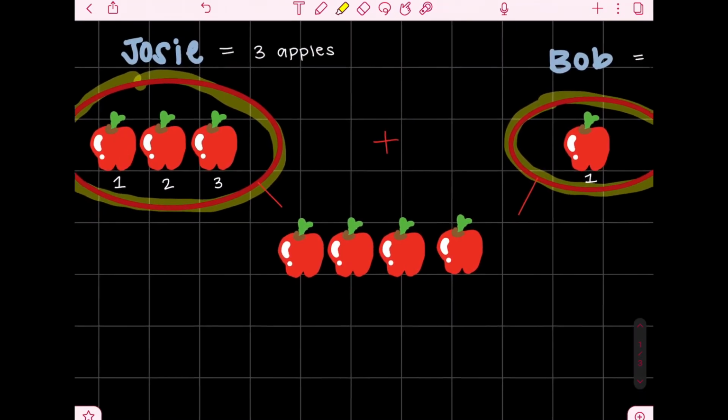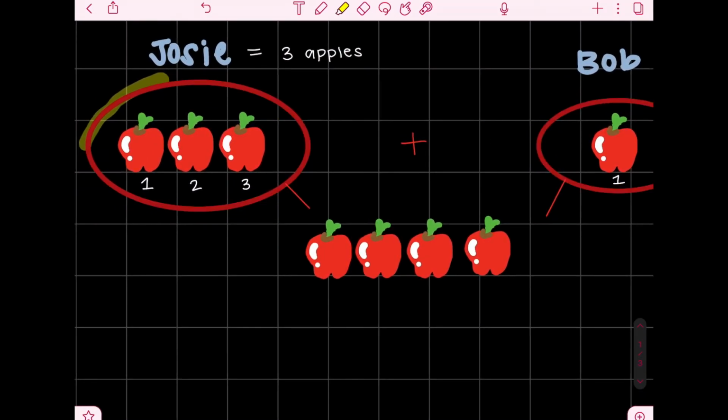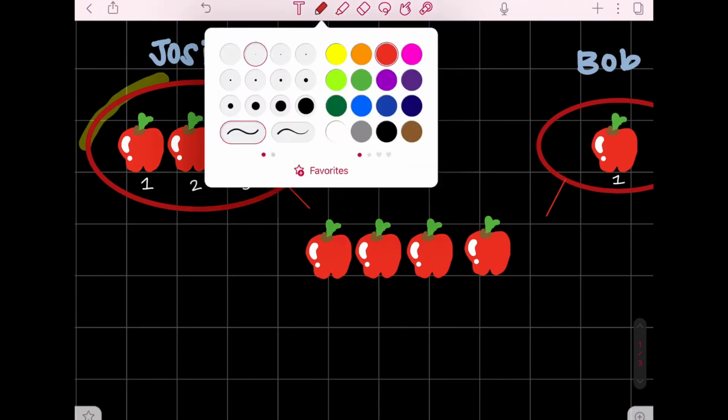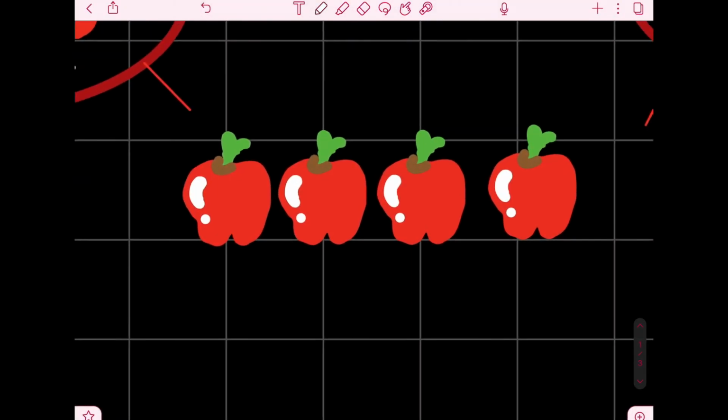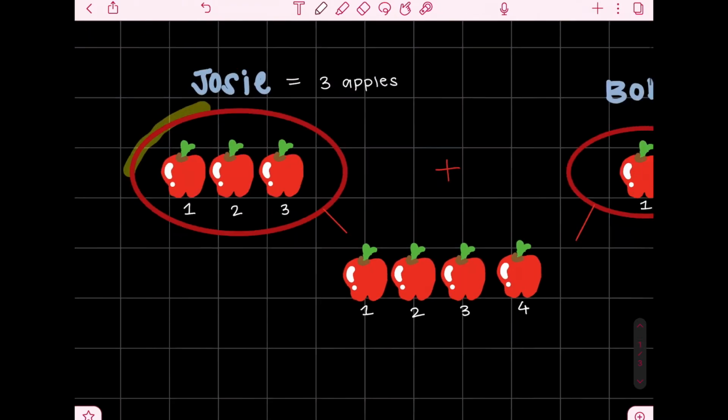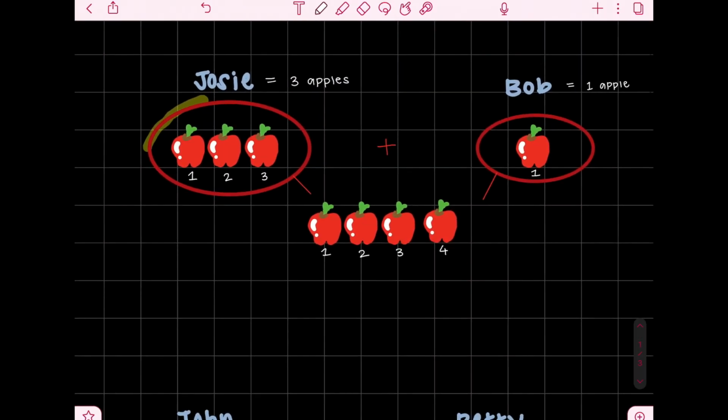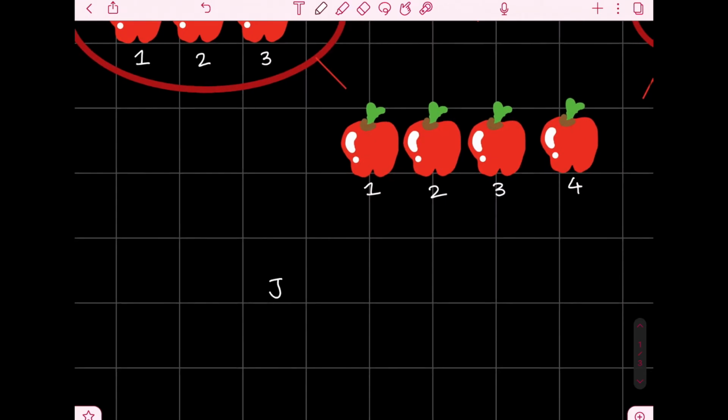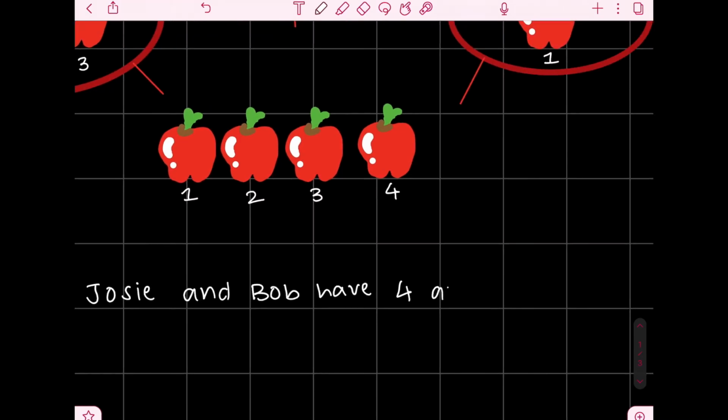So now that we've combined the total amount of apples that Josie and Bob have, let's see how many they have together. So we have 1 here, a 2nd apple here, a 3rd one here, and a 4th one here. Which means that in total, Josie and Bob have 4 apples together.